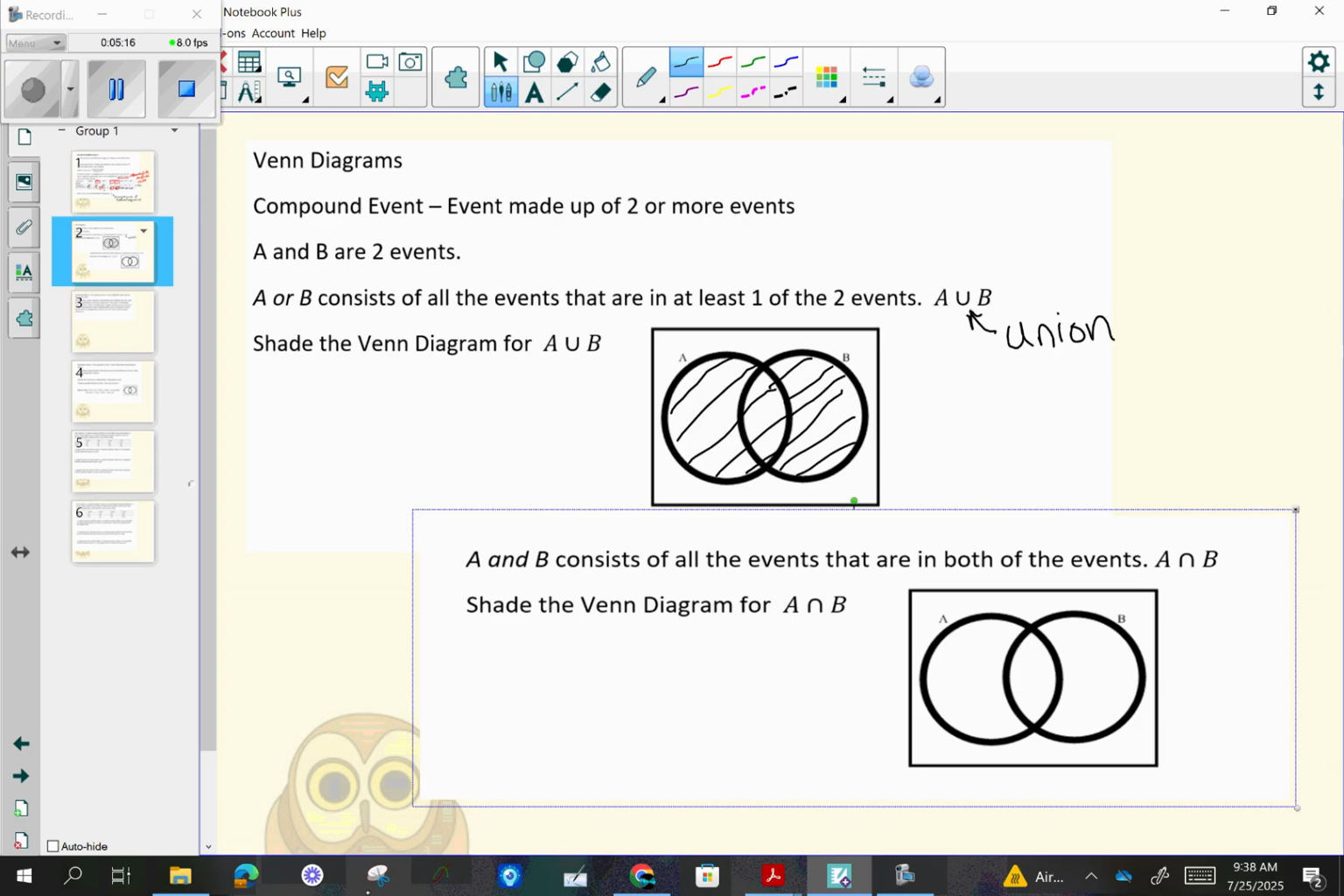As you turn your page, the next one is saying A and B consists of all the events that are in both. This upside down looking U is a symbol for intersection. The intersection is the events that are in both. So it's got to be in A and in B. The only spot in this graph that's in both of them is this little football in the middle. One way I kind of remember which symbol is intersection and which symbol is union is I make this one kind of a weird word, and instead of intersection, I say intersection.